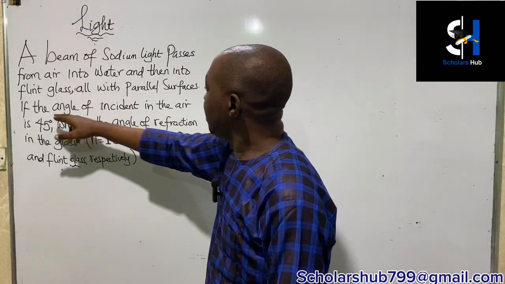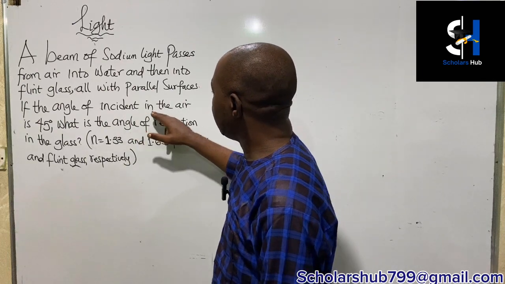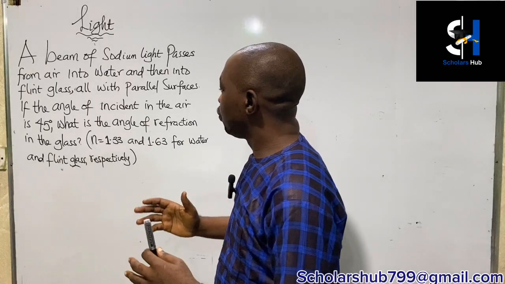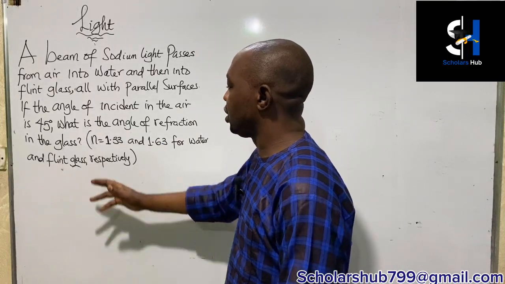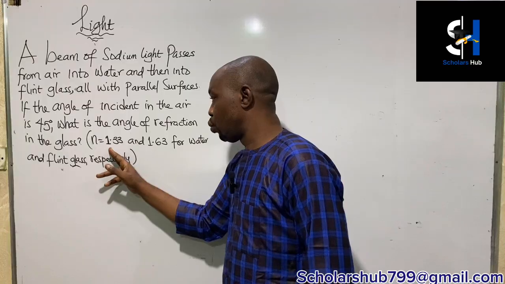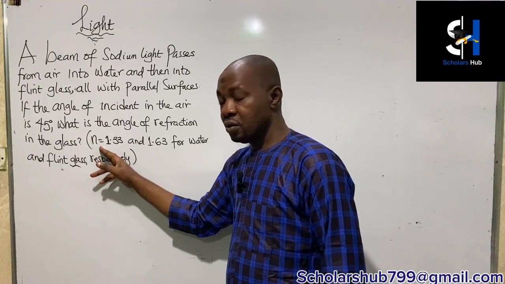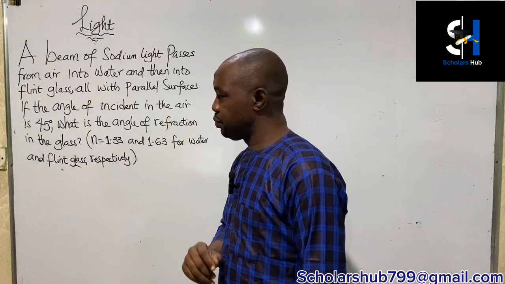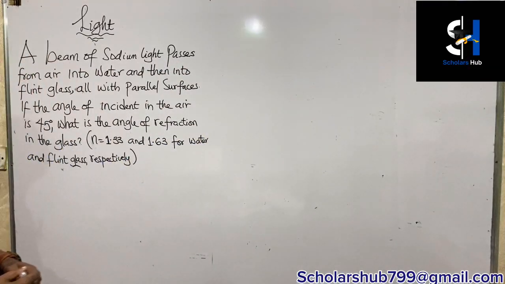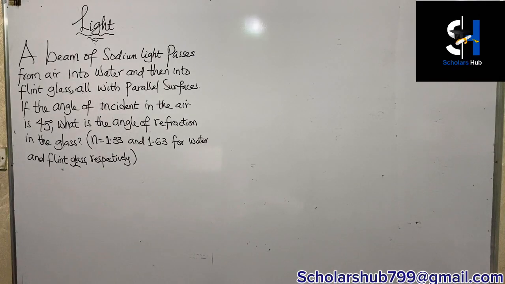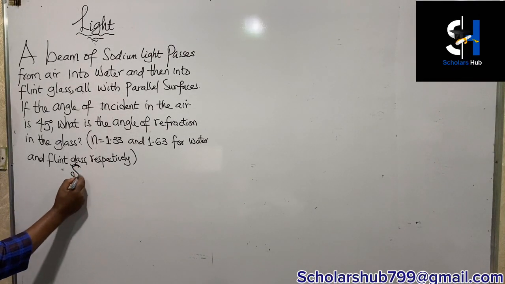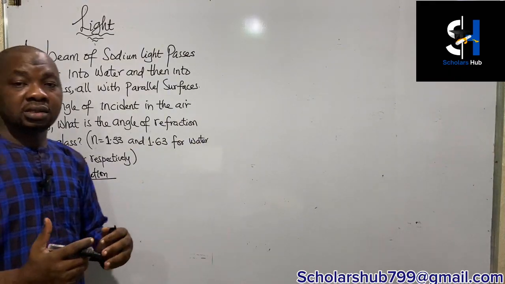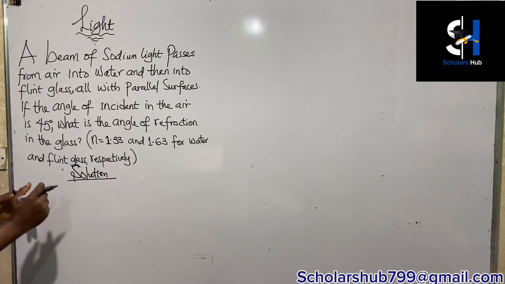So now if the angle of incidence in the air is 45 degrees, what is the angle of refraction in the glass? So we are given the refractive index in water. This is the refractive index of water, and this is the one for the flint glass, respectively. All right. So now to solve this question, first we need to identify the given values.